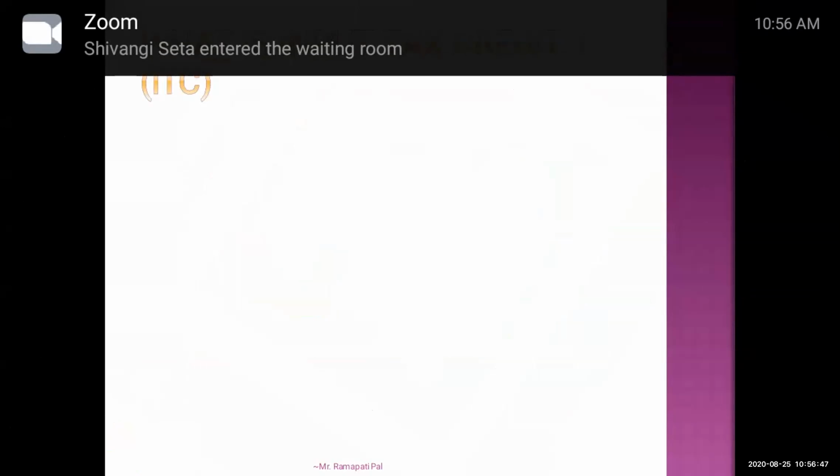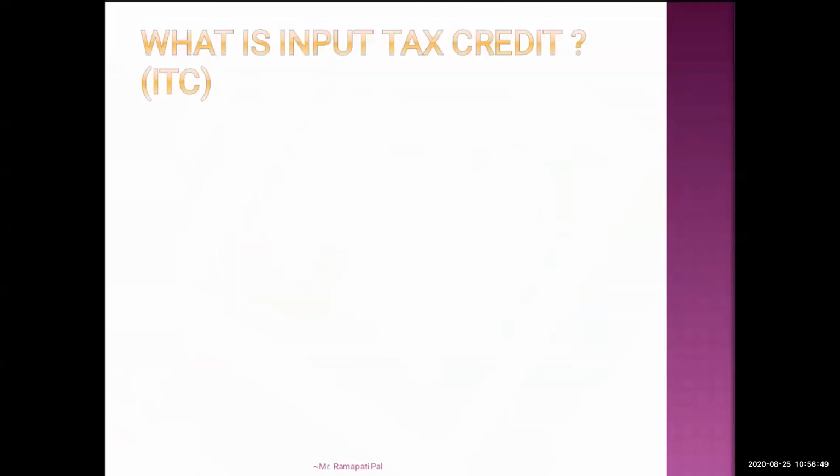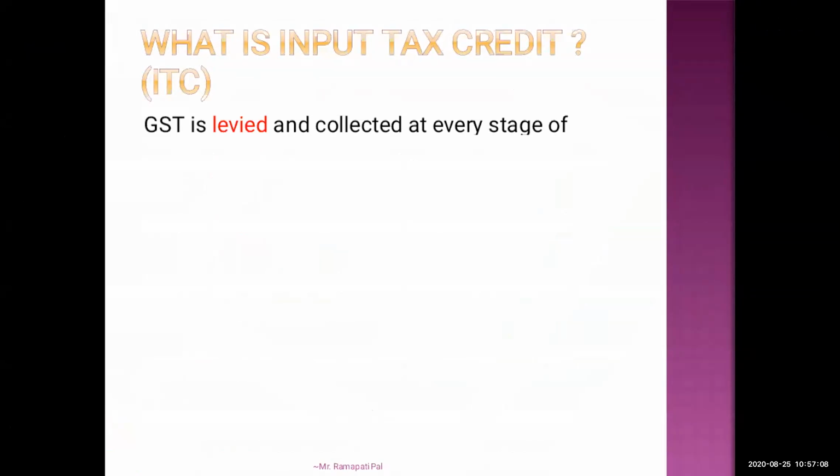Let's start today's chapter, financial planning, exercise 4.2. We will see what is input tax credit, ITC. I stands for input, T stands for tax, C stands for credit. Okay, so let's see what is input tax credit.